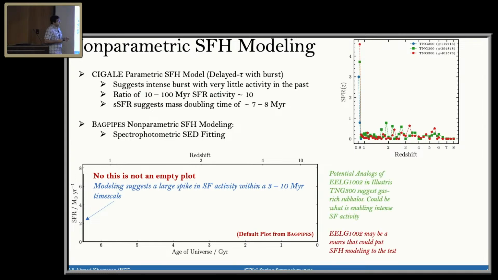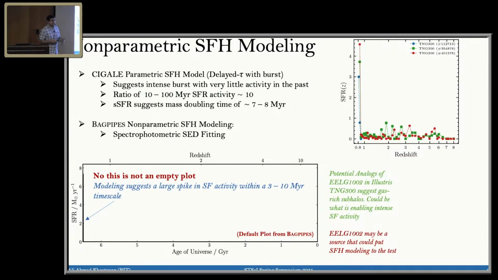And from what we can tell within these analogs within Illustris, it seems to be that these are residing in really gas-enriched subhalos. So you need cold gas to fuel that star formation activity. So if it's within these environments, perhaps ELG1002 is within those gas-enriched halos and has the gas in order to fuel this intense burst of star formation activity.